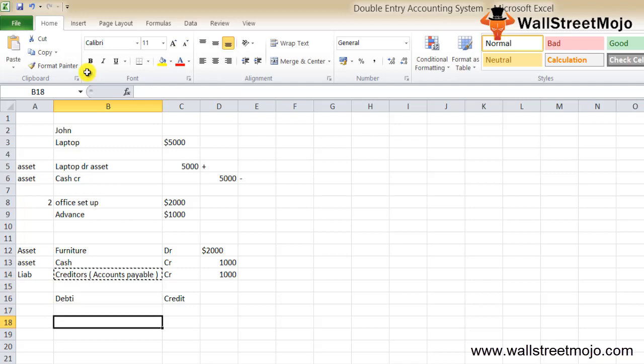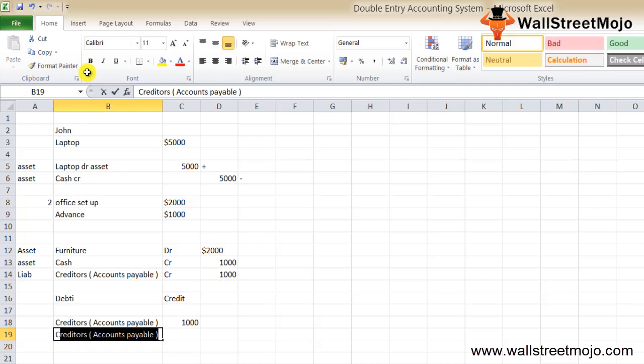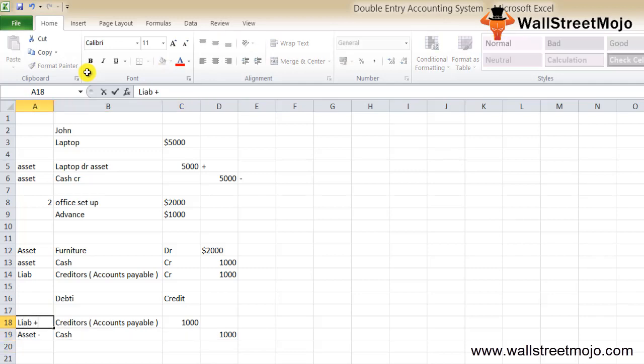So your creditors, which were in credit, because now you're paying, so it is getting reduced. So your 1,000 will come over here because you're paying them by cash. So your 1,000 will be credited because your asset is reducing and your liability is again reducing, right? So liability is getting reduced and your asset is also getting reduced over here, right?